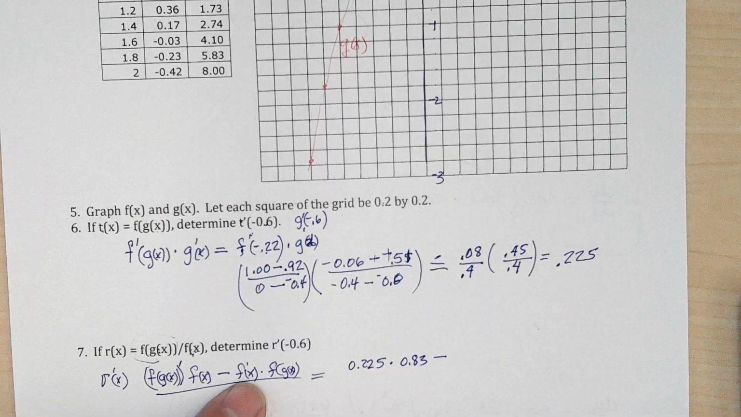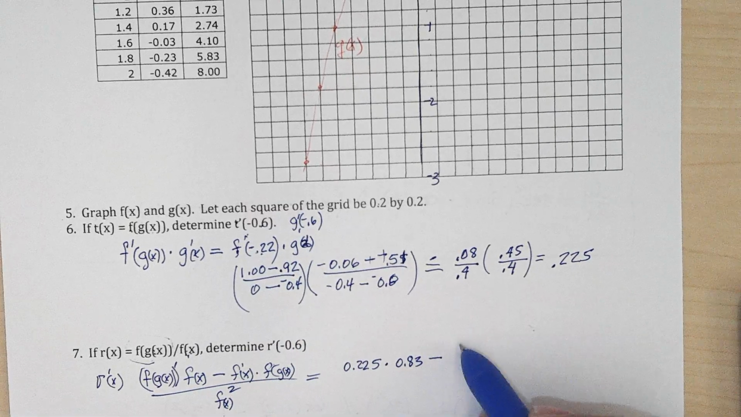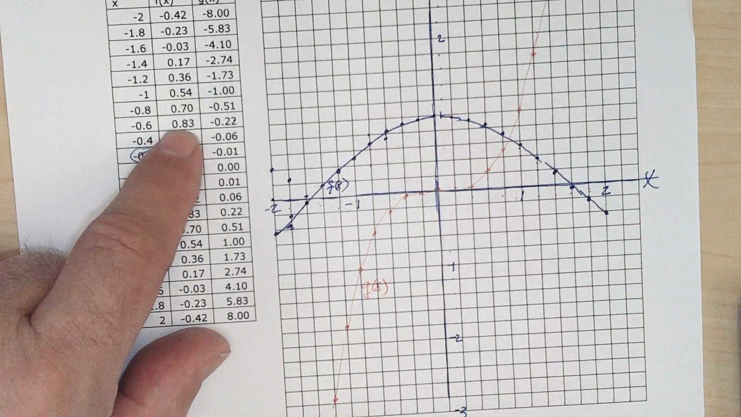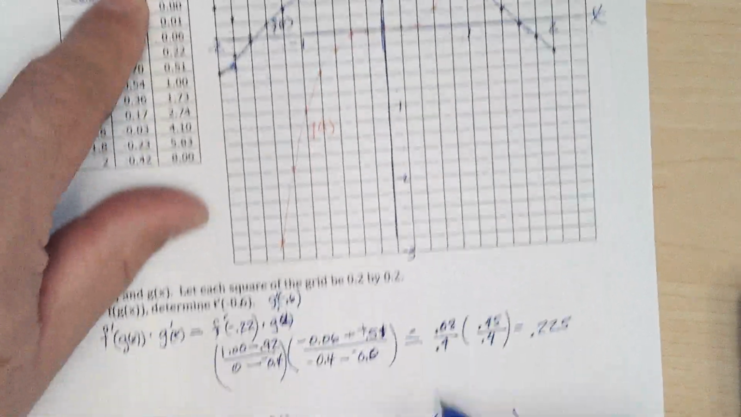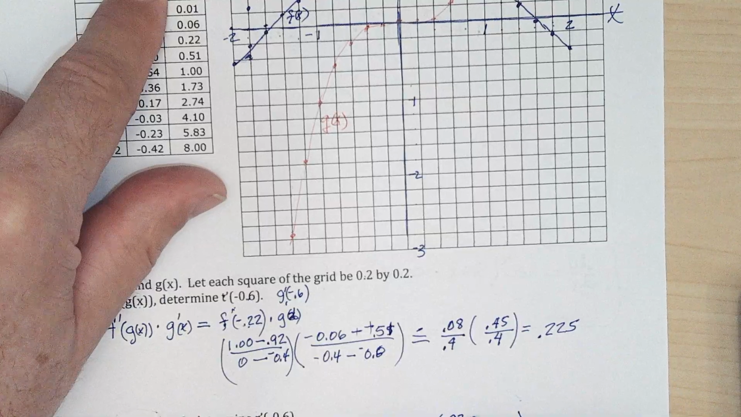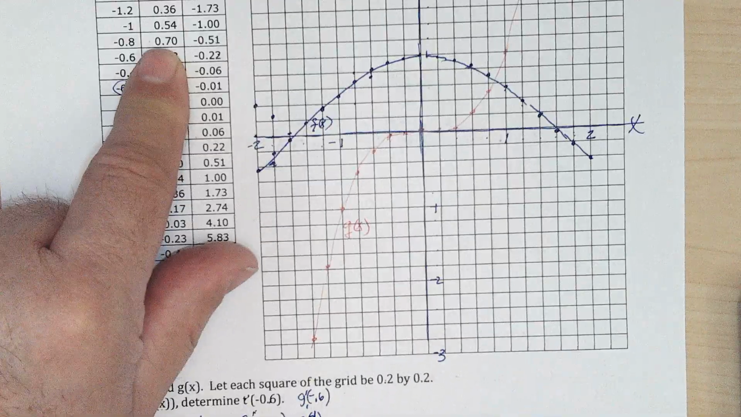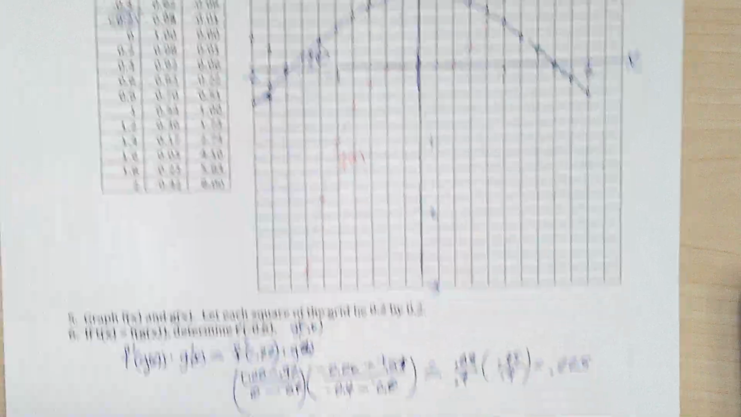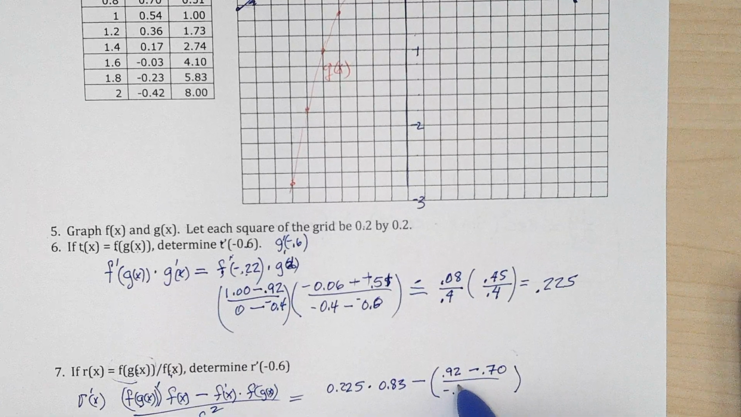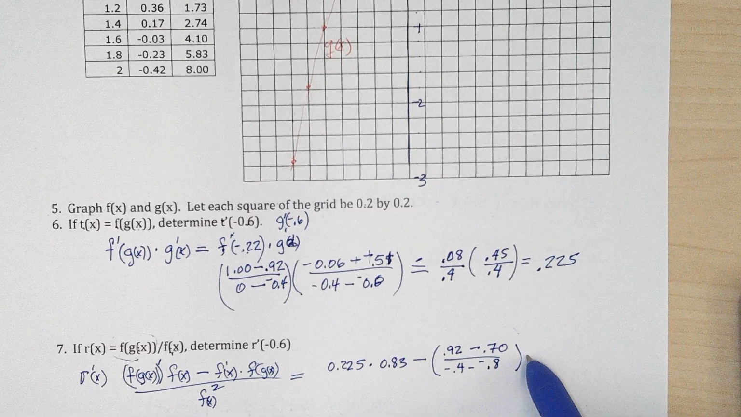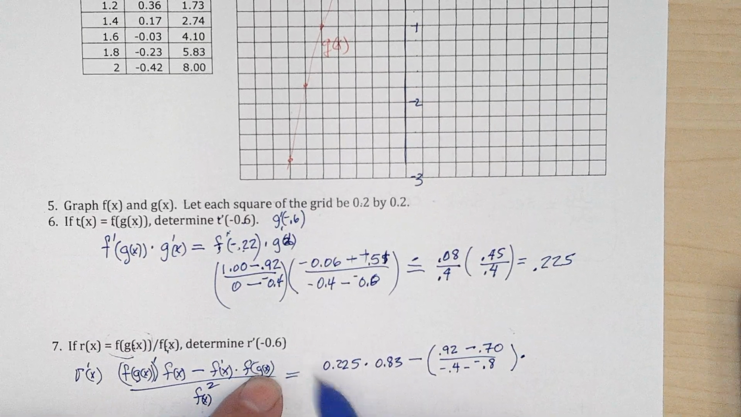Minus f prime at 0.6. Let's see, did we do f prime at 0.6? No, we haven't. So we're going to have to use the central difference theorem to find f prime at negative 0.6. So we're going to go 0.92 minus 0.70 over 0.4, negative 0.4 minus a negative 0.8. That would be an approximation of f prime times f of g of negative 0.6.